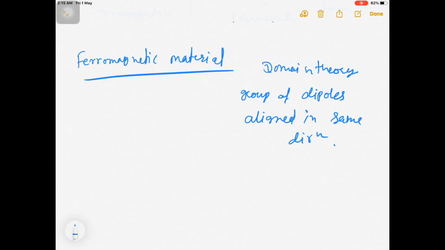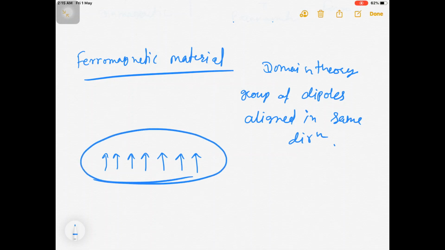So for ferromagnetic material, we can understand this by domain theory, and this says that in ferromagnetic materials all the domains are aligned in the same direction, or you can say that in ferromagnetic materials magnetic dipoles have a tendency to align in the same direction. That is why this is responsible for the strong magnetic properties of ferromagnetic materials, and the examples are ferrum, cobalt and nickel.